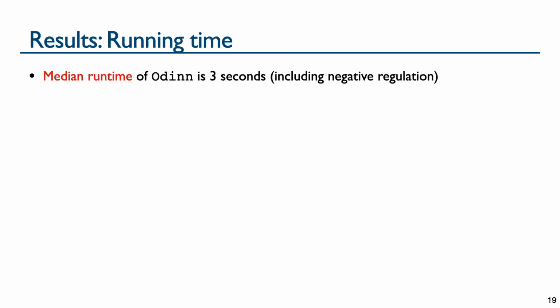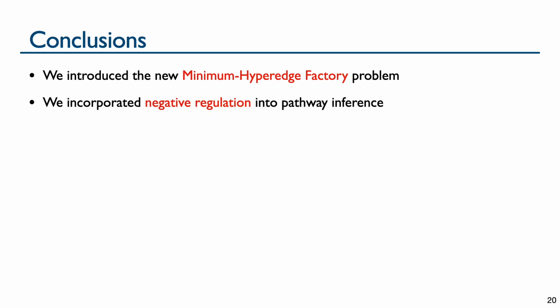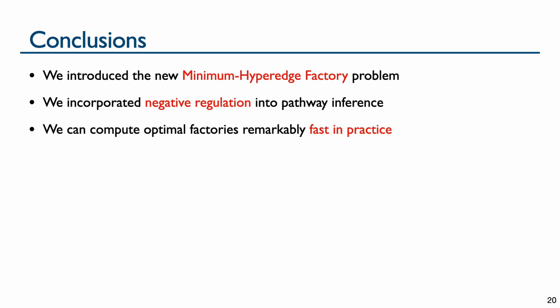Our implementation of our mixed integer linear programming-based approach, Odin, is remarkably fast in practice, with a median running time, including both orders of negative regulation, of only 3 seconds. The maximum running time is also fast for 0th and first order negative regulation, being just over a minute. To conclude, we introduced the new problem of finding a minimum hyperedge factory. We incorporated negative regulation for the first time into pathway inference. We showed that we can compute optimal factories remarkably fast in practice.